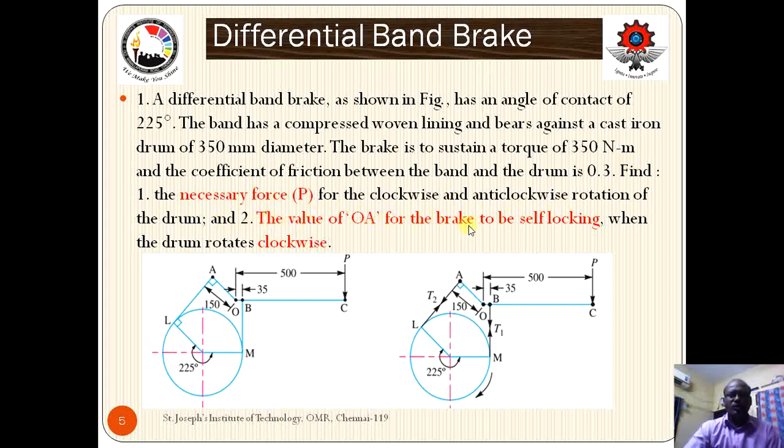And find the value of OA for the braking to be self-locking. The drum rotates clockwise. So two questions are asked. One is the necessary force when the drum rotates clockwise and anti-clockwise, and the other is the value of OA for the brake to be self-locking. So two questions are asked.